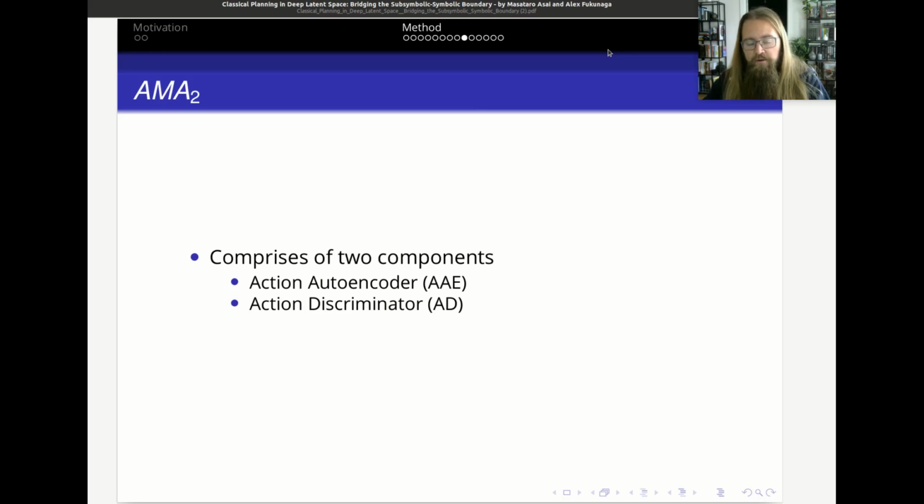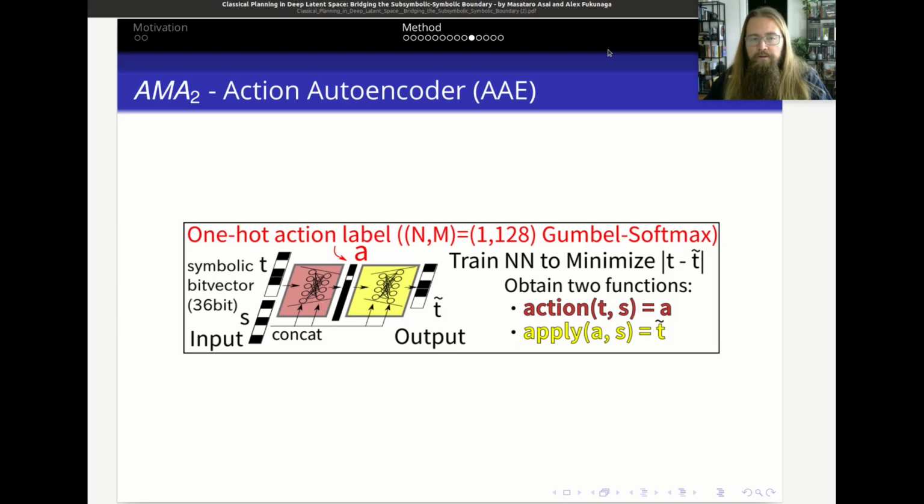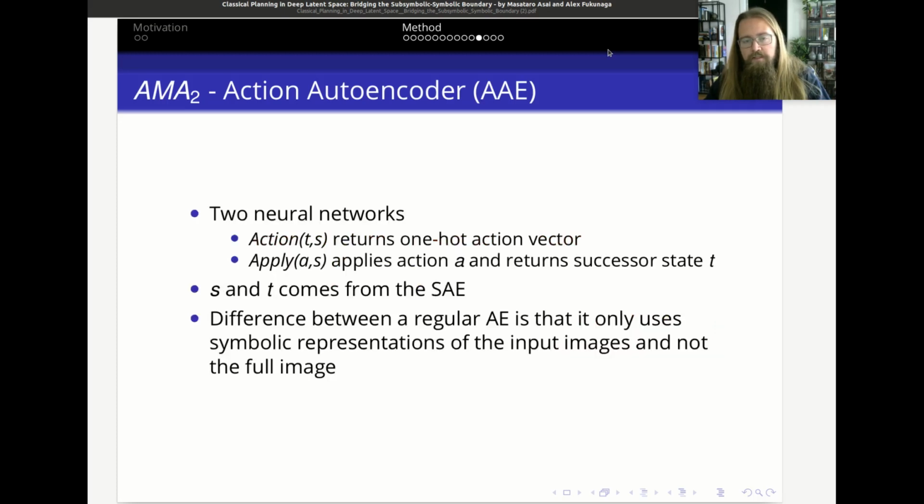So we have the action autoencoder and the action discriminator, and I'll go through these in detail. And here is an image of the action autoencoder. It takes two symbolic bit vectors, which represent two different states. It gives these to a neural network, and the neural network predicts the action that was applied to go from the first to the second state. And then the second network tries to generate the second state based on the initial state and the action taken. So we'll go through this a bit more in detail.